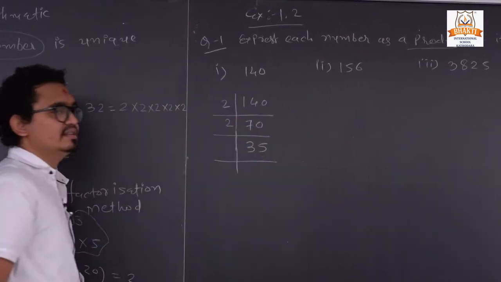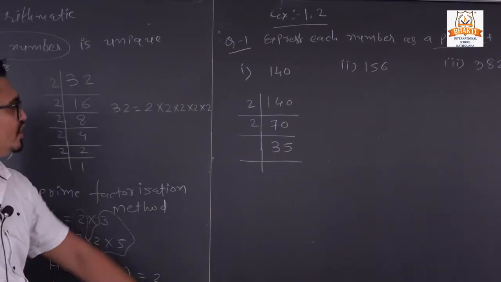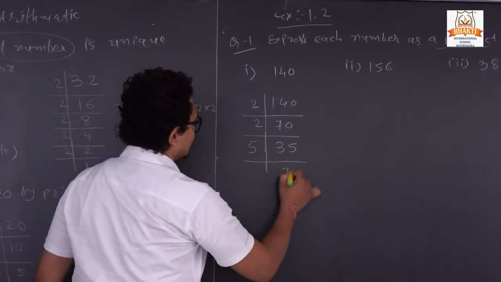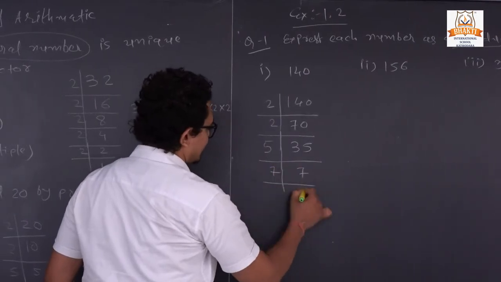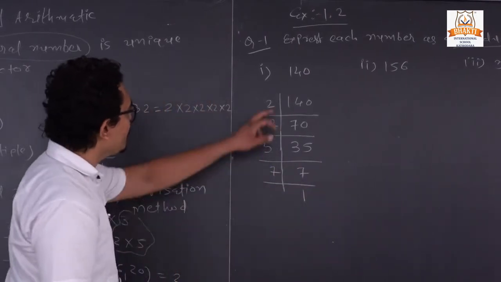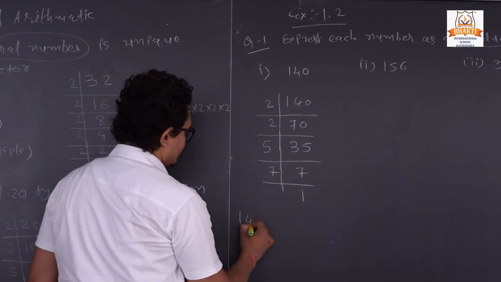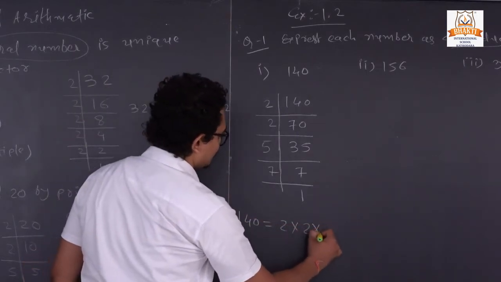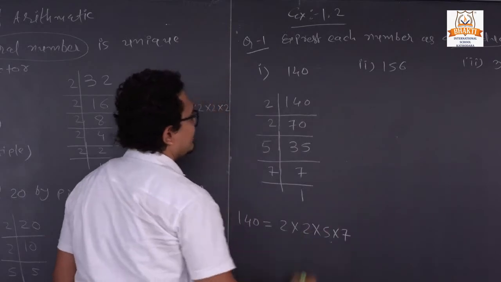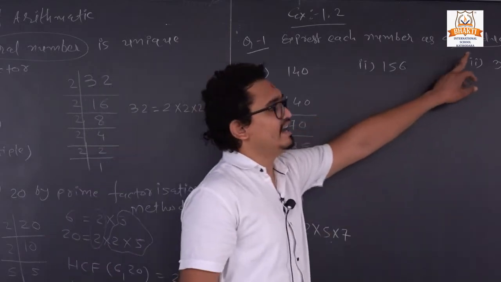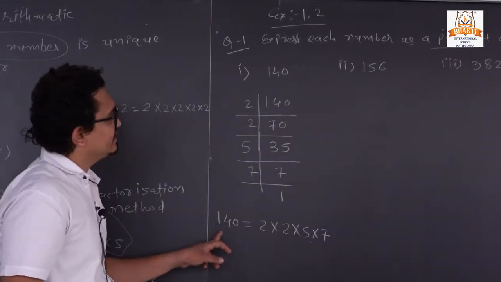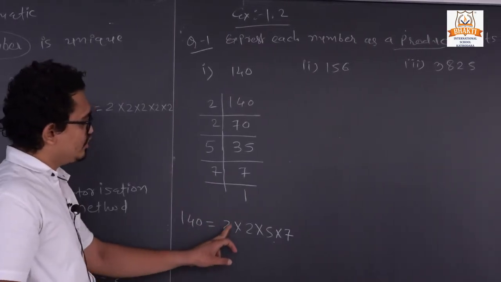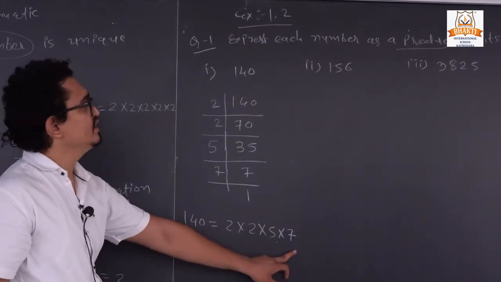Now it will not be divisible by 2. So 35 is divisible by 5. So 5 7s are 35 and 7 1s are 7. So what is its prime factorization? 140 is equal to 2 into 2 into 5 into 7. So that is its prime factors. So we can say that the product of prime factors of 140 is 2 into 2 into 5 into 7.